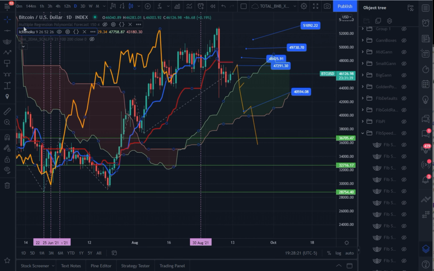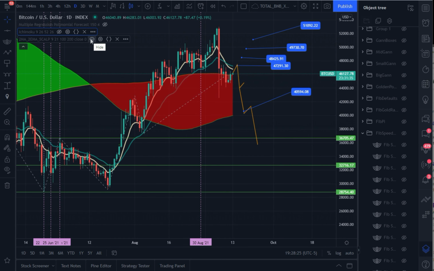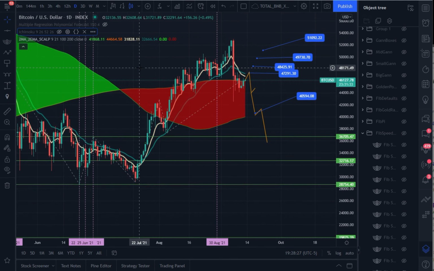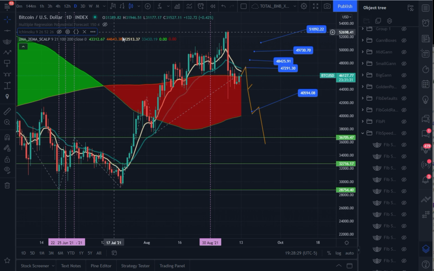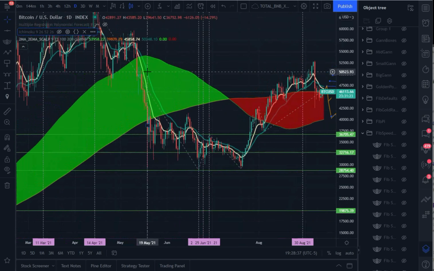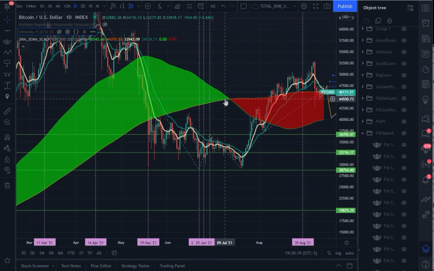Let's remove Ichimoku and go for exponential moving averages to understand where we are. This indicator is really easy. We have two moving averages, 100 and 200 here, forming a very consistent trend identification. This is the old death cross that we had in July.